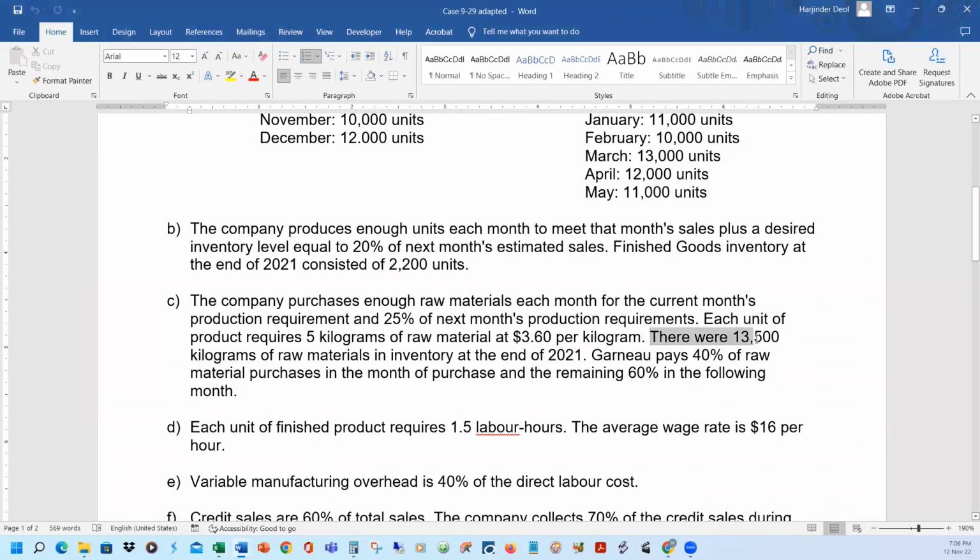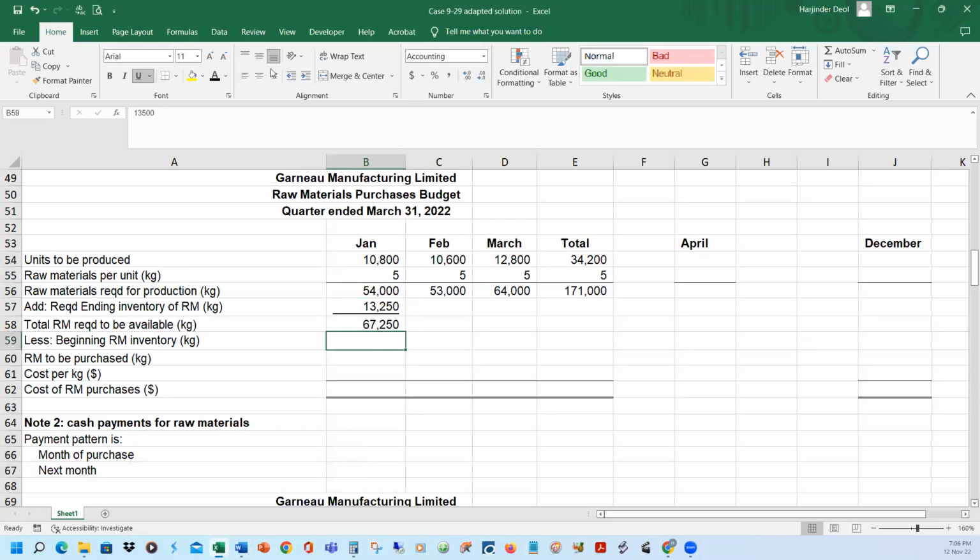There were 13,500 kilograms of raw materials in inventory at the end of 21. So good. We can confirm that our expectations were spot on. 13,500 kilograms is already there with us. We only need to buy the difference. So 67,250 less the 13,500, we need to buy 53,750 kilograms, physical quantity. The cost per kilogram is $3.60.